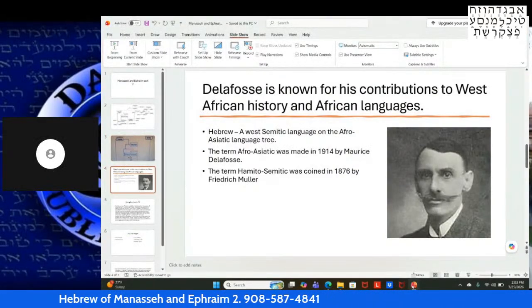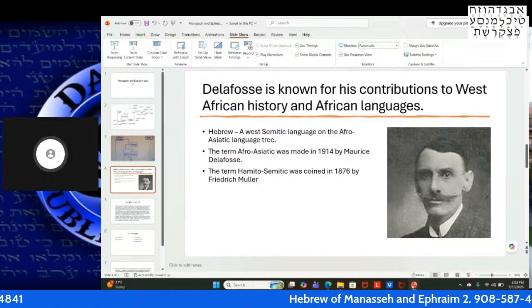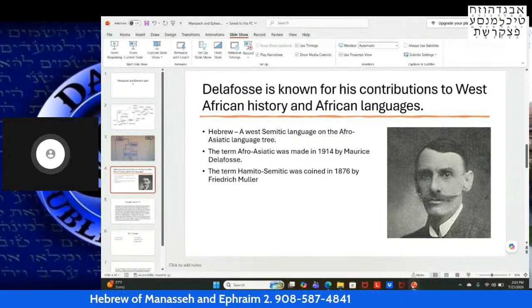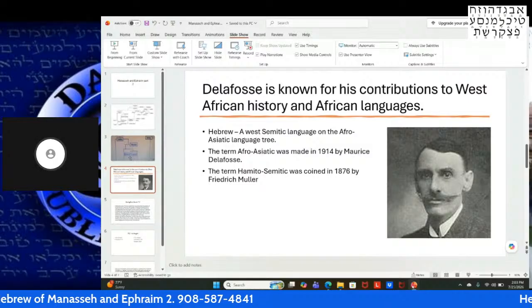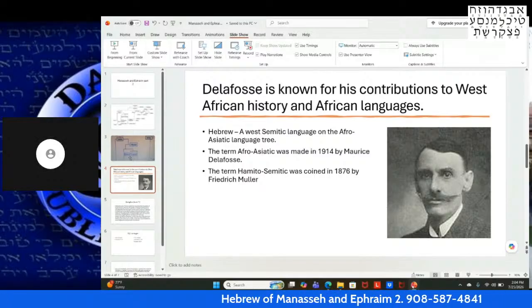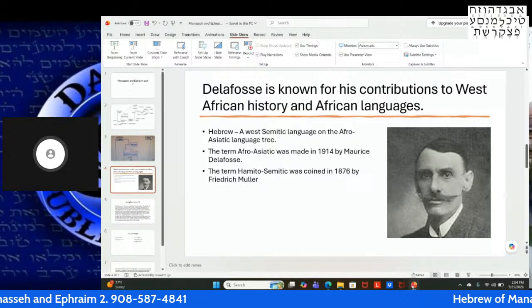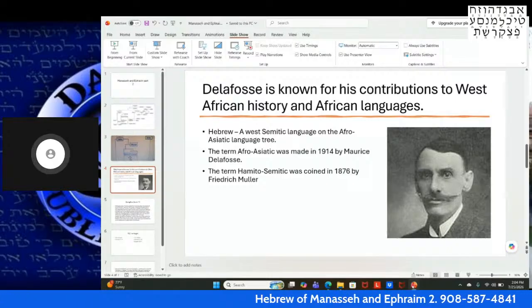Delafosse is known for his contributions to West African history and African languages. Hebrew is a West Semitic language on an Afro-Asiatic language tree. The term Afro-Asiatic was coined in 1914 by Maurice Delafosse. If I mispronounce anything, please let me know. The term Semitic was coined in 1876 by Friedrich Müller.